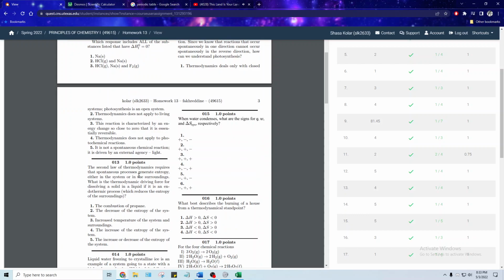Anyway, number 13. The second law of thermodynamics requires processes generate entropy either in the system or in the surroundings. What is the thermodynamic driving force for dissolving a solid in a liquid? So basically what this is asking is, if delta H is positive, which we'll get to why that matters later, which means it's less likely spontaneous, how could something be spontaneous, specifically dissolving a solid in liquid?